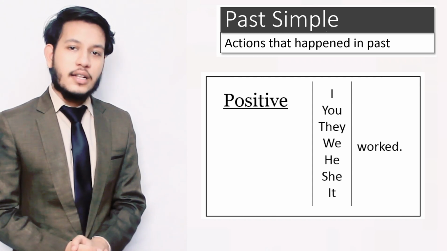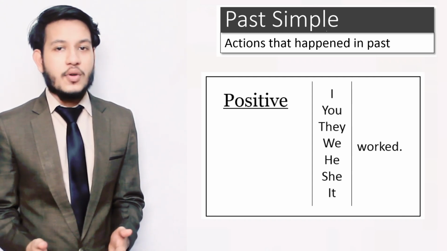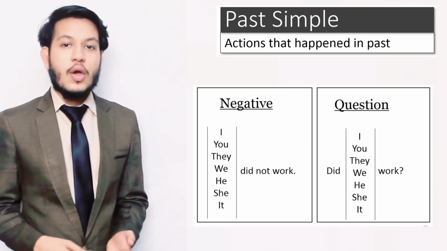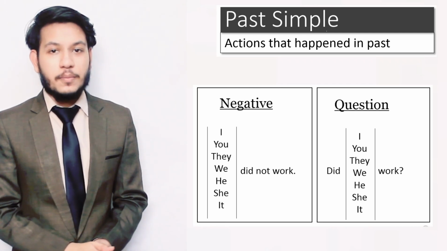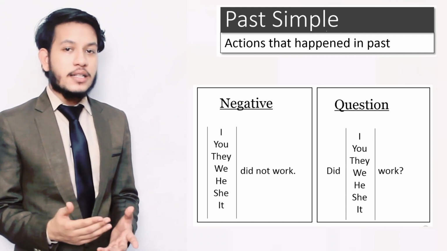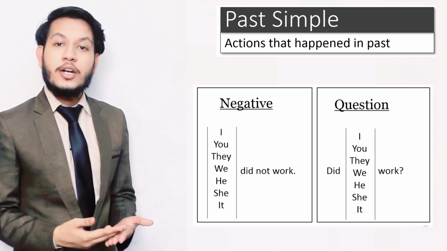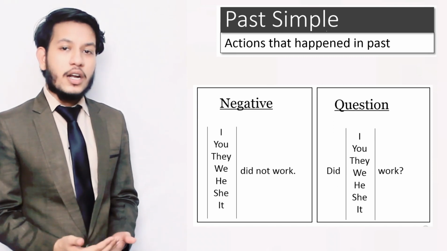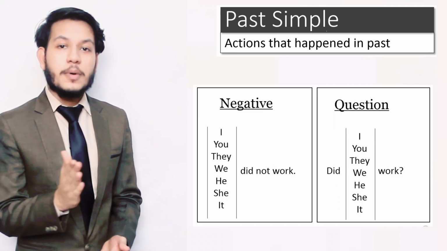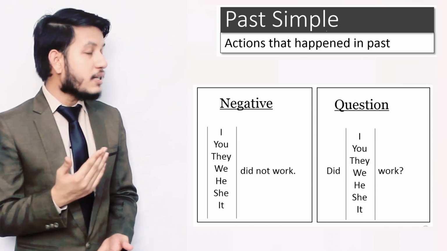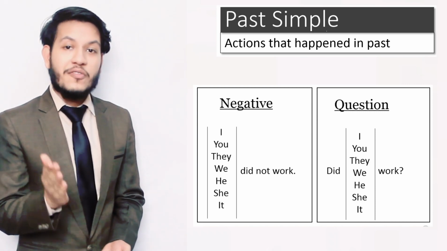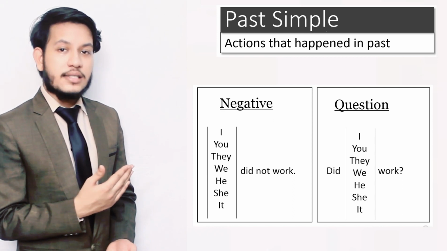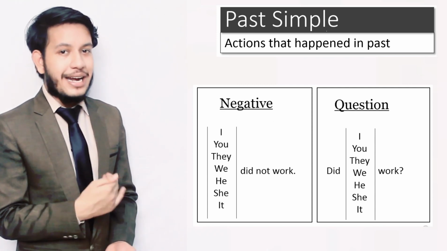For positive sentences we use a second form of the verb, as you already know. But if you talk about negative and interrogative sentences, you have to use did as a helping verb in the sentences. Negative sentences will be framed as I did not work, you did not work, etc. And for interrogative, you have to bring your first helping verb outside, and that is did. So in these sentences, you will bring did before the subject. Interrogative sentences will be framed as did I work, did you work, etc.